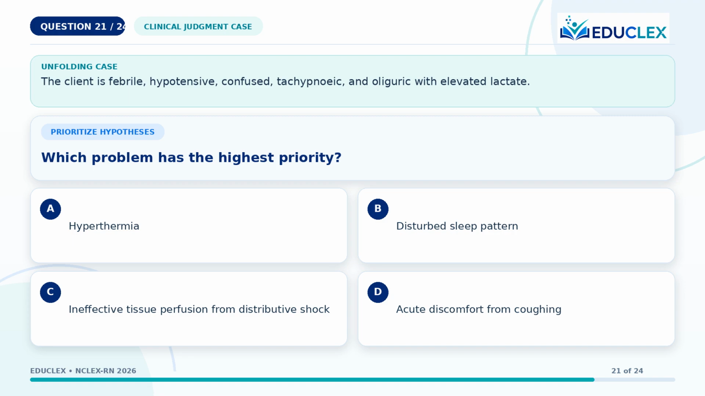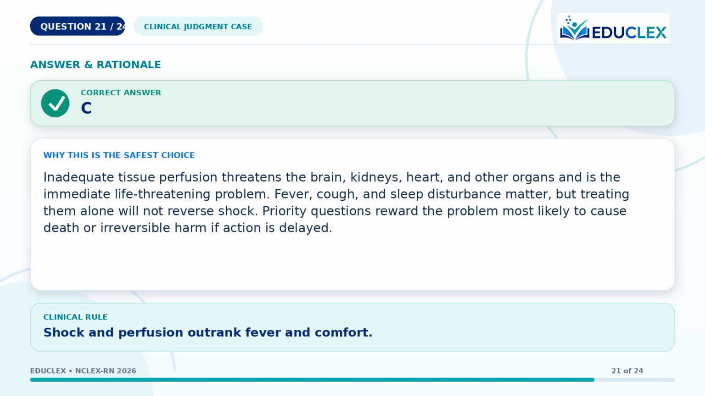Option A, hypothermia. Option B, disturbed sleep pattern. Option C, ineffective tissue perfusion from distributive shock. Option D, acute discomfort from coughing. The correct answer is C, inadequate tissue perfusion threatens the brain, kidneys, heart, and other organs and is the immediate life-threatening problem. Fever, cough, and sleep disturbance matter, but treating them alone will not reverse shock. Priority questions reward the problem most likely to cause death or irreversible harm if action is delayed.